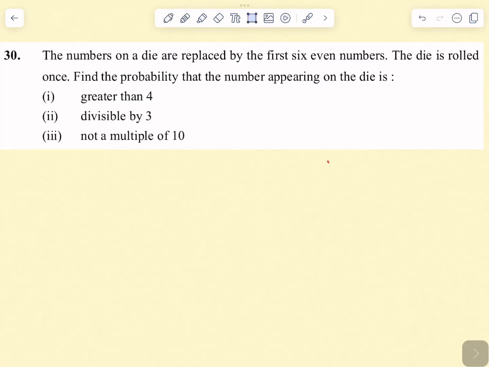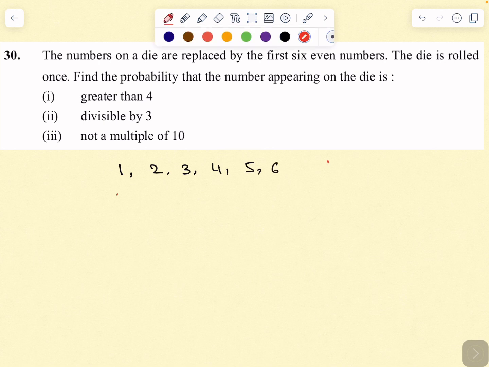Hence we prove this. Here, the numbers on a die are replaced by the first 6 even numbers. The die is rolled once. Find the probability that the number appearing on the die is greater than 4, divisible by 3, not a multiple of 10. Okay, actually the die has numbers 1, 2, 3, 4, 5, 6. Okay, if these numbers are replaced by the first 6 even numbers, it means these numbers we replaced with 2, 4, 6, 8, 10 and 12.